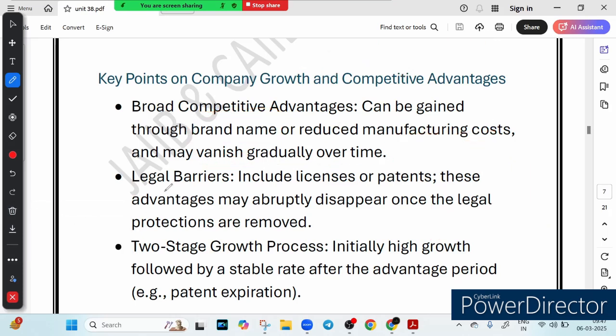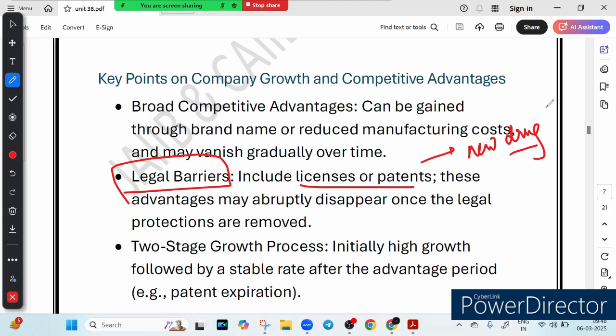Now the role of legal protection. This is called a legal barrier. Some companies enjoy exclusive rights through licenses and patents. Imagine a pharma company that has developed a new drug. It enjoys high profit until the patent expires.